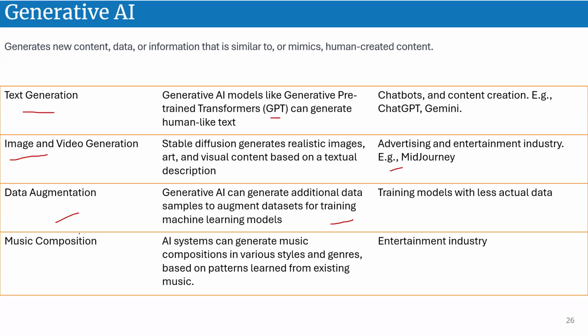Data augmentation: generative AI can generate additional data samples to augment the data for training machine learning models, training models with less actual data. And music composition and so on. There are many other applications. Music composition: a system that can generate music compositions in various styles and genres, based on patterns learned from existing music. Important in the entertainment industry.